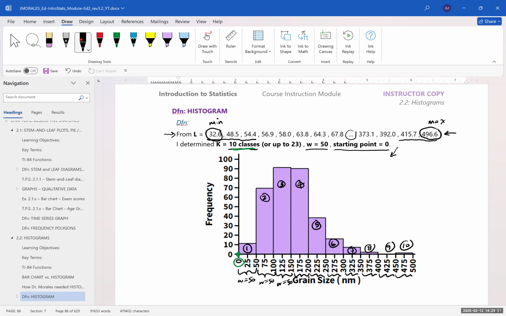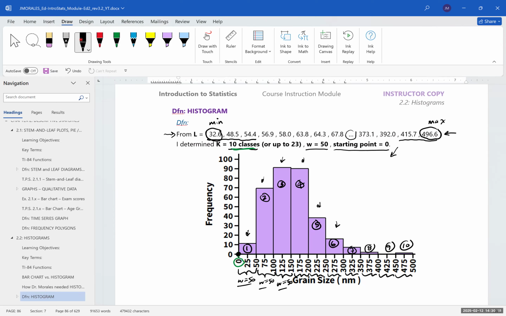With a histogram, you need to have a starting point. You need to determine how many of these classes you're going to have, and you need to figure out how wide the classes have to be. Notice the widths are all equal. Choosing the number of classes and how wide they're going to be, you need to design that so that it encompasses the full range of your data.